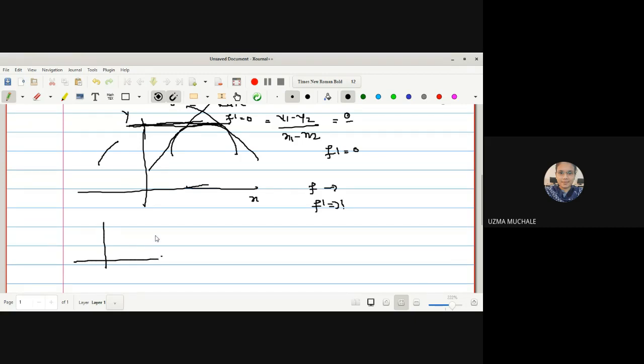So what do you mean by increasing function? Suppose I draw a graph like this. And suppose here I have a point x1. Suppose I have a point x2 here. And this is f of x1 and this is your f of x2. Correct? So here I can have x1 is less than x2. Why is x1 less than x2?